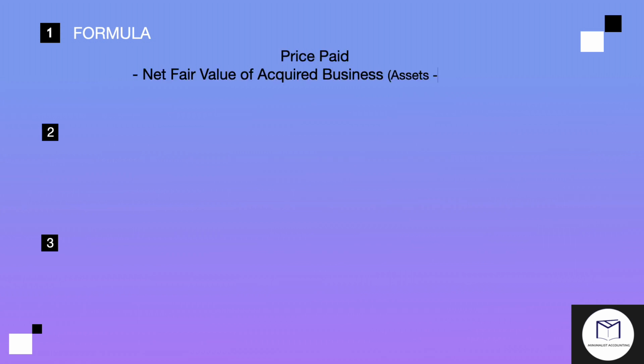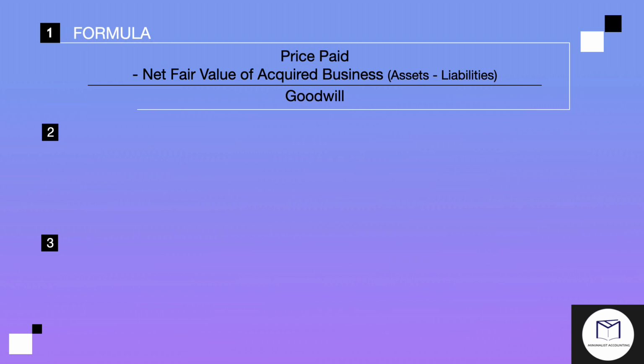Time for some accounting notes. Let's put that definition in terms of a formula. Goodwill equals the price paid minus the net fair value of the acquired business. Now note that the net fair value is total value of assets minus the total value of liabilities today. For more in-depth information on fair value, check out one of my previous videos linked below.